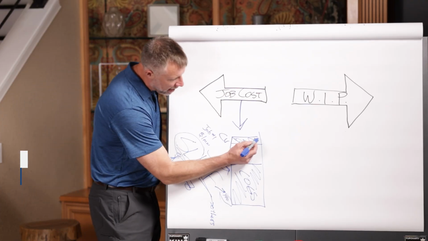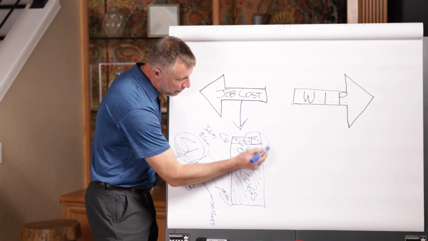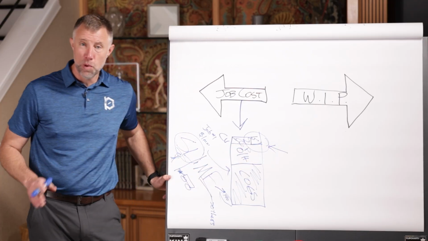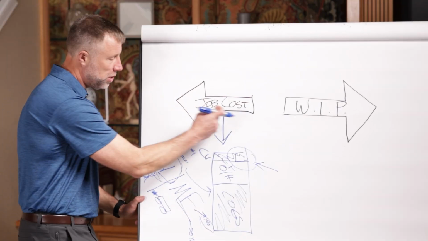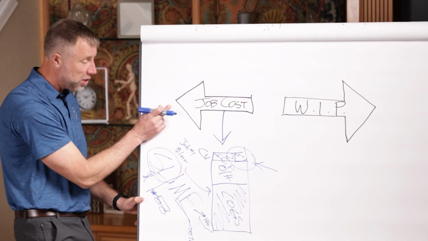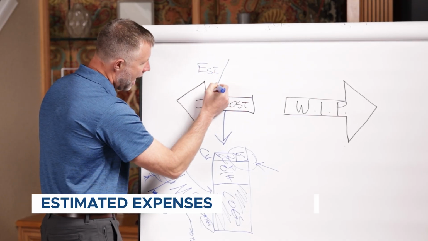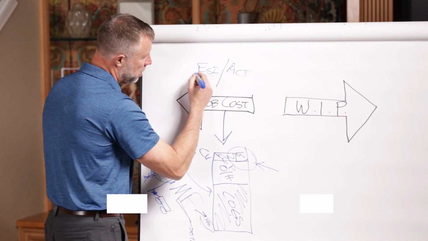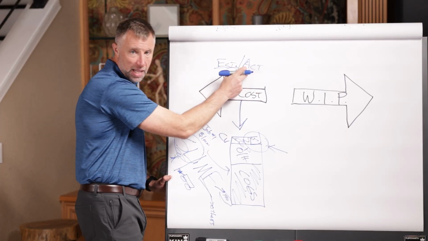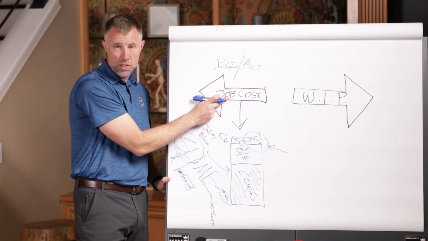And so out of that, we might get this little corner in profitability, but that corner right there is very important to understand. And so job cost is a rear-facing look to see two things: our estimated expenses and our actual expenses. So when we put estimate versus actual, we understand the job cost differentiation.